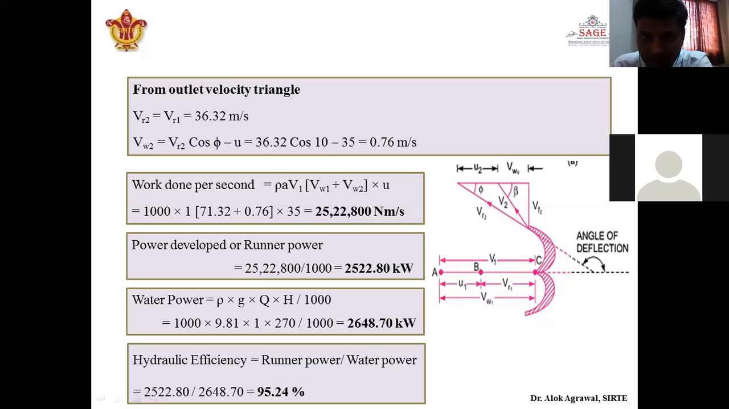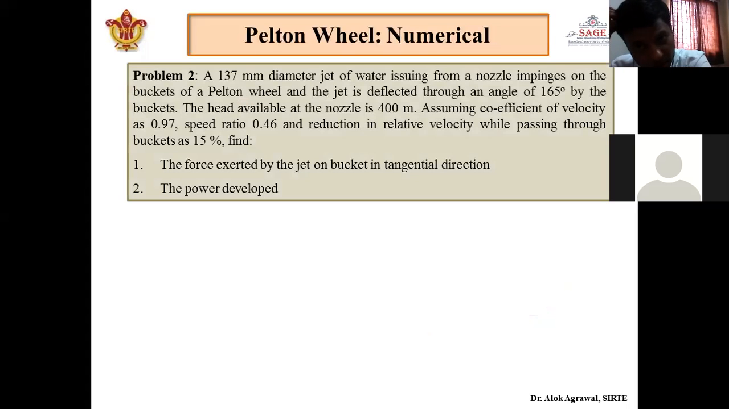Now let's move to the second problem. This is quite different from the problem that we have solved; I have made a simple change in it. Let's see the problem. A 137 mm diameter jet of water issuing from the nozzle impinges on the bucket of a Pelton wheel, and the jet is deflected through an angle of 165 degrees by the bucket. What is given here? The diameter of jet, small d, and the angle of deflection, 165 degrees.